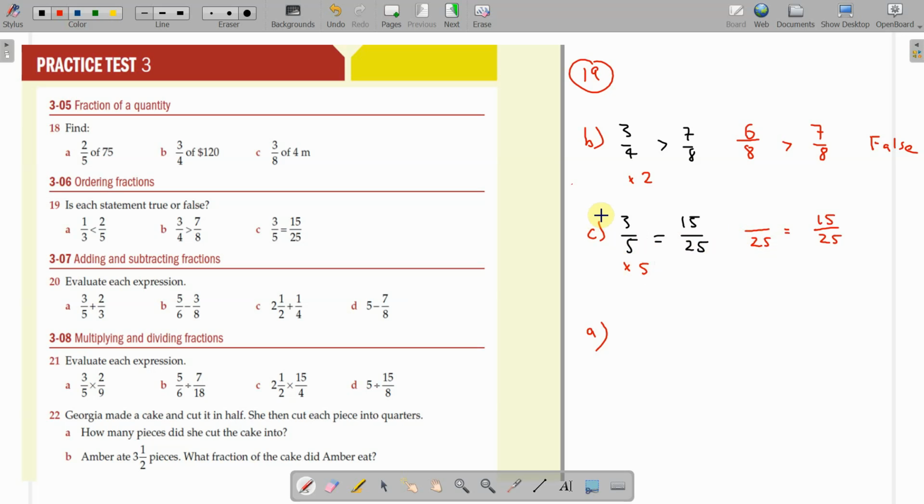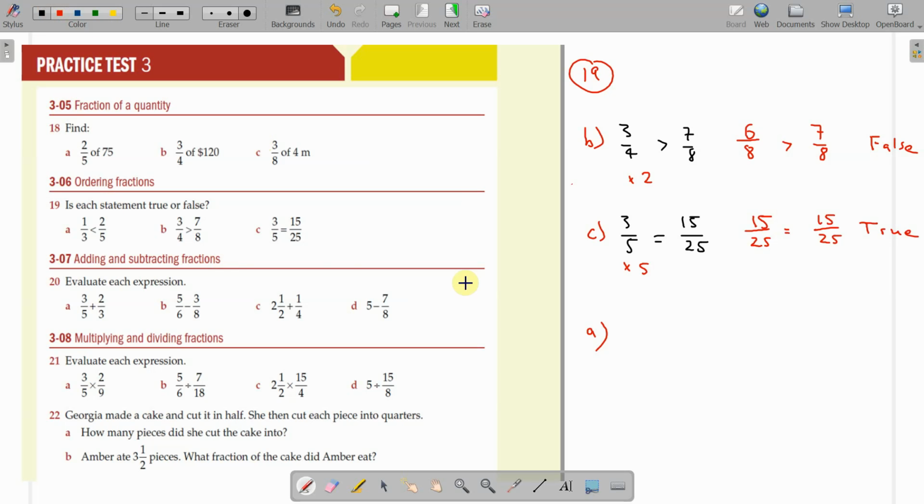Which means we maintain the equivalent fraction. This has got to be increased by a factor of 5 as well. And 3 times 5 is 15. Which means that the statement is true because 15/25 does equal 15/25.